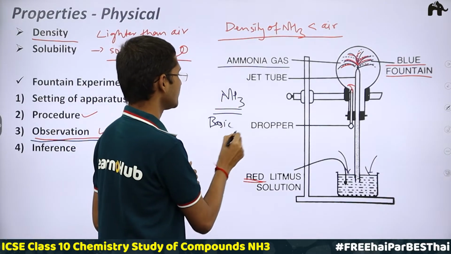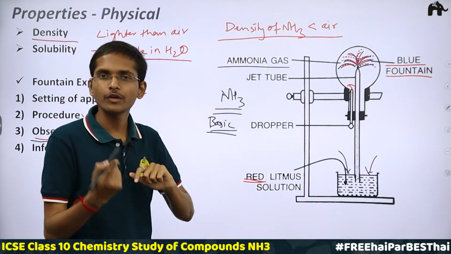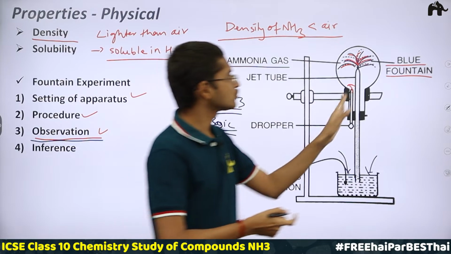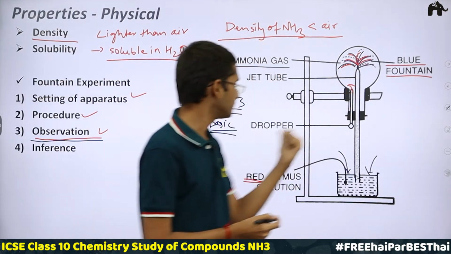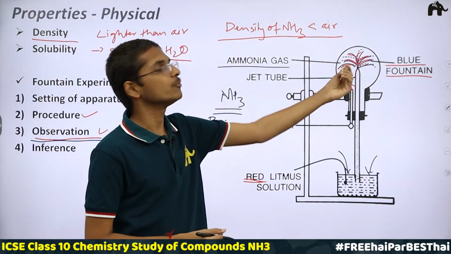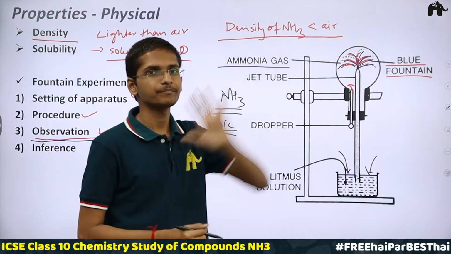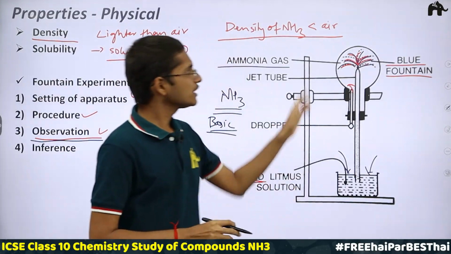So we also know that red litmus solution would turn blue when it comes in contact with a base. So that's the reason our red litmus solution is turning blue when it is coming in contact with our basic ammonia gas, and this is the reason we are observing a blue fountain. Very simple, very clear.